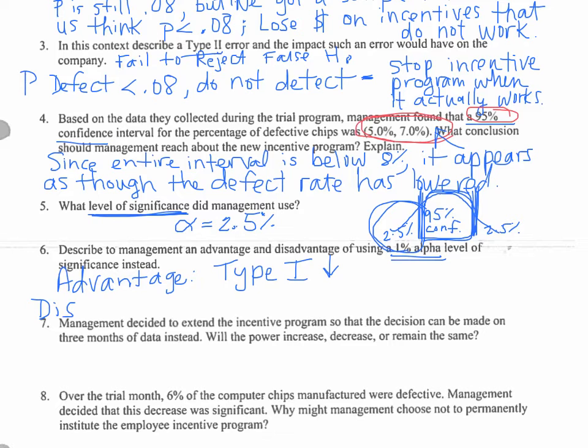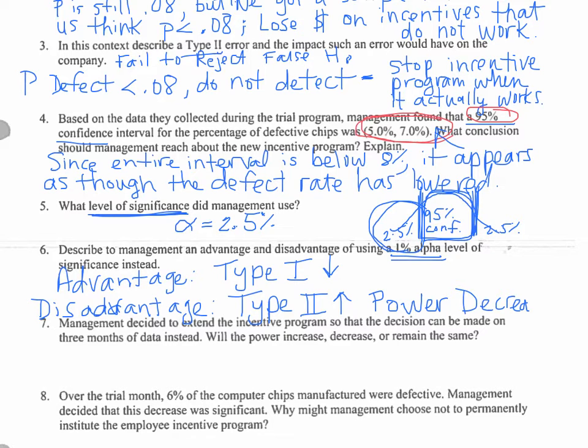A disadvantage is going to be the error that increased. So type 2 error increased. Also, power will go on this line, because if type 2 is increasing, then power is decreasing, and that's also a disadvantage. Okay, so power is decreasing.